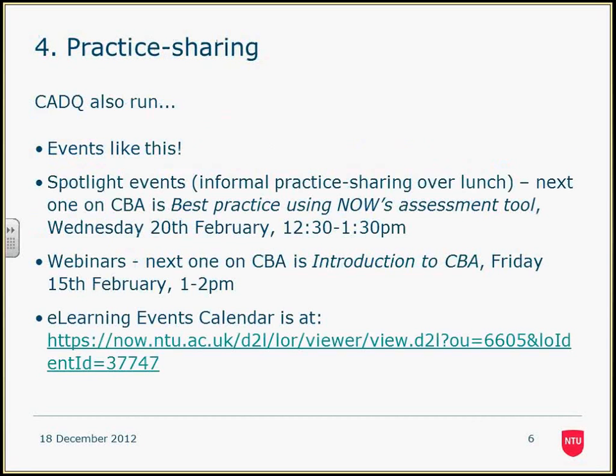Okay, CADQ also run a variety of, we've got a bit of a role in promoting practice sharing around CBA, among other things. So we also put on events like this. There's something else called a spotlight event, which is informal practice sharing over lunch. That's basically the remit of the sessions. There's a bunch of those happening. There's a full list at this address here. It's a bit of a long address.